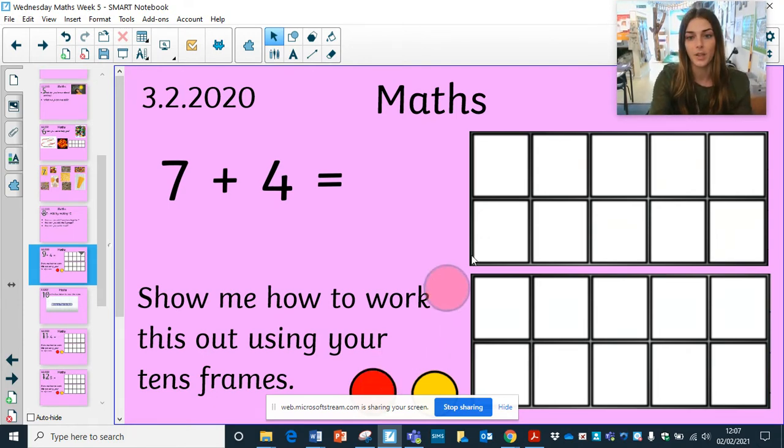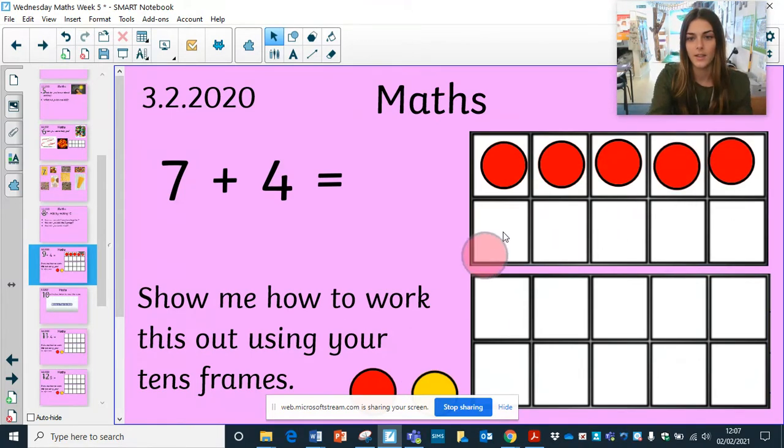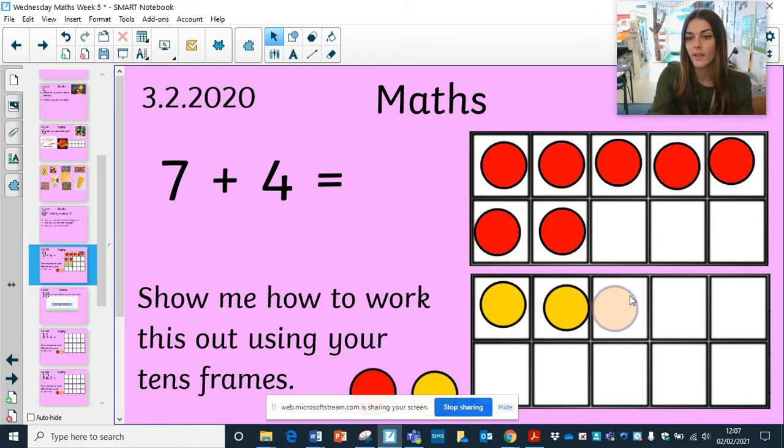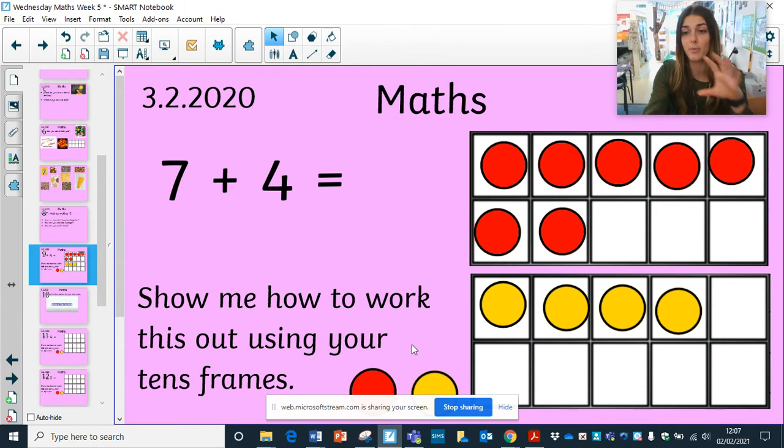So on here, I would add on my 7: 1, 2, 3, 4, 5, 6, 7. Remember, pause if you need more time to work it out before I show you. And then I have my 4, which would be my second group. I've got my group, my 7, in red, and then my 4, my other number. The way we can add by making 10 is by moving some of those counters up to fill the top tens frame, because that whole frame equals 10.